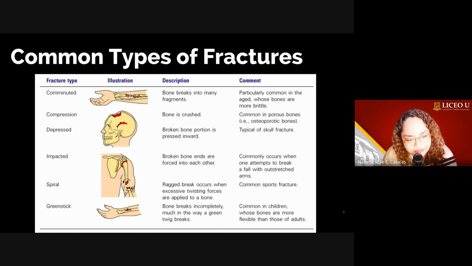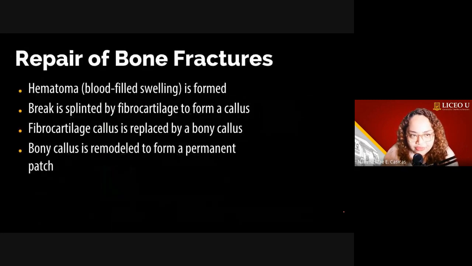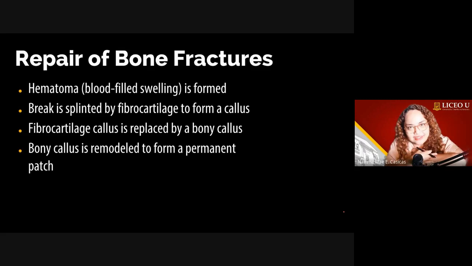And then you have your green stick fracture, where the bone breaks slowly, much in the way a green twig breaks. This is the kind of fracture that I had, green stick. And this is the most common as well. So, in the repair of bone fractures, of course, naa kay hematoma na ma-form. Hematoma, basically, these are blood-filled packets sa imong skin. And then the break is splinted by fibrocartilage to form a callus, and the fibrocartilage callus is replaced by a bony callus, and the bony callus is remodeled to form a permanent patch.